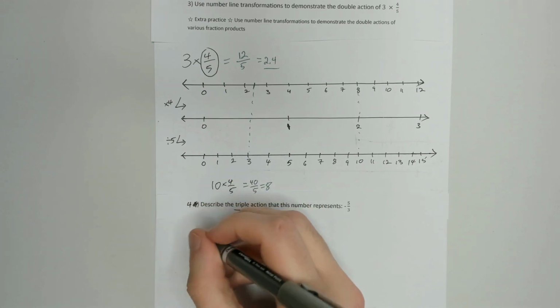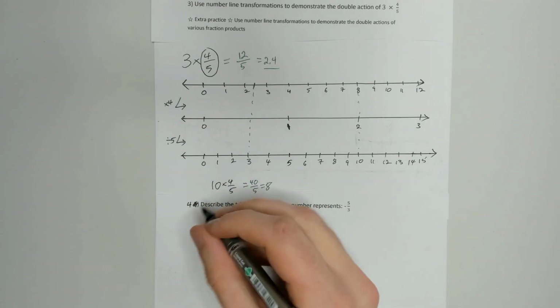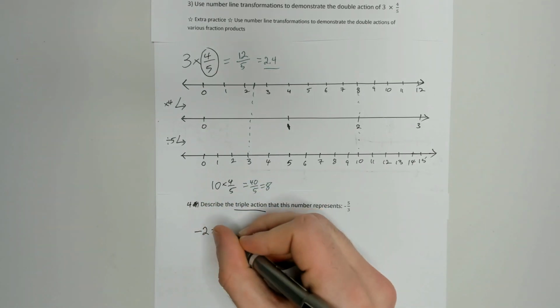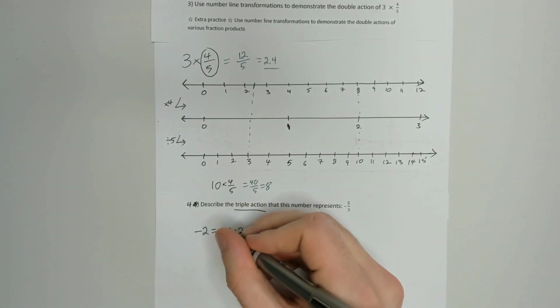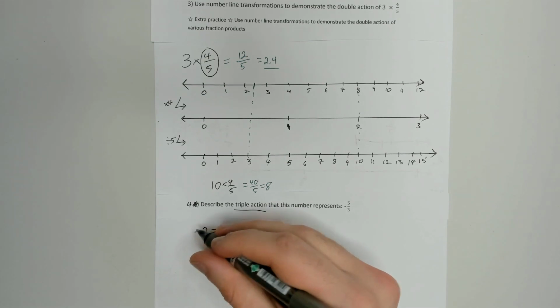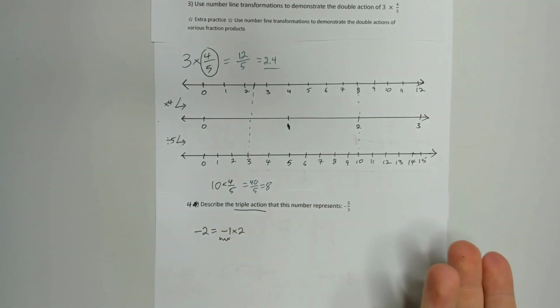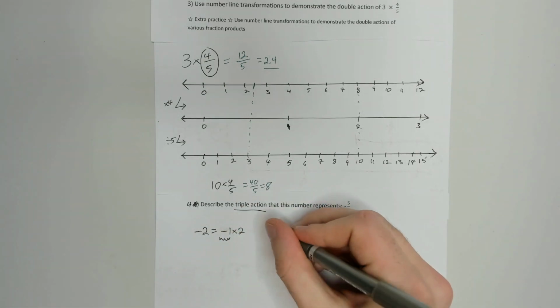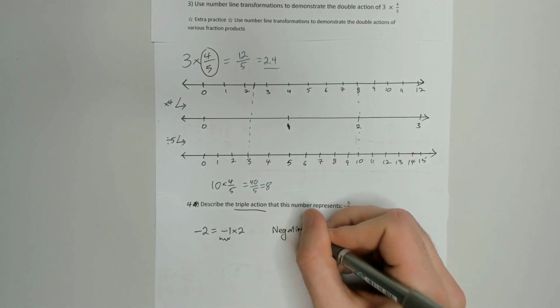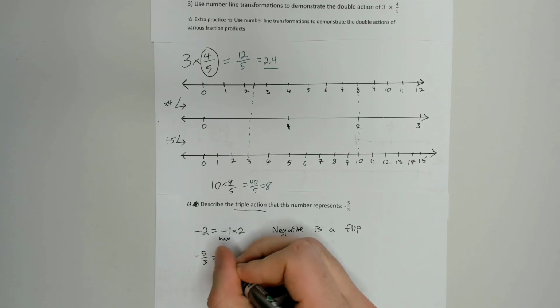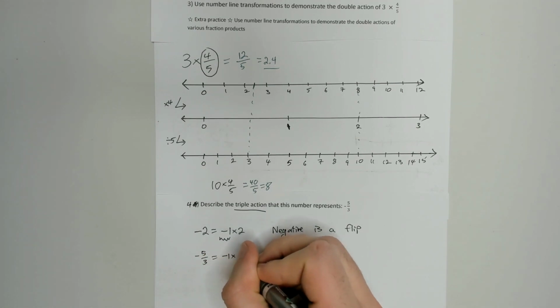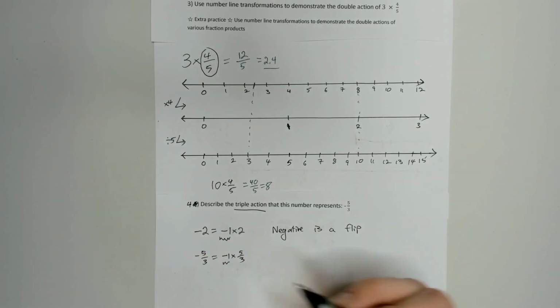And essentially we saw that one way we could view a negative, like negative 2, for example, was as negative 1 times 2. So essentially, we are thinking about this negative as being an action where we flip it, right? So the negative is the flipping action. But we're doing this to negative 5/3. So if we do negative 5/3, this is really negative 1 times 5/3. So now this negative 1 is our flip.